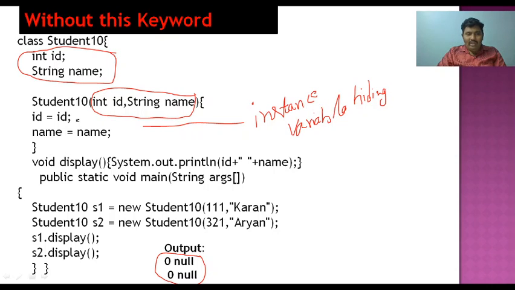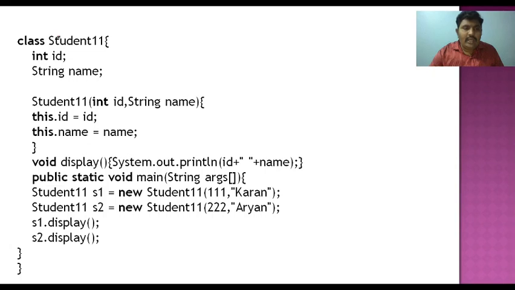The compiler gives the most priority to the local variables only. So id equal to id means this id will be referred, and name equal to name, this name will be referred. That's why whatever values are passed, 111 and Karan, are assigned to the parameters; those values are not assigned to the instance variables. They are not at all assigned to the instance variable. They are assigned only to the parameters.